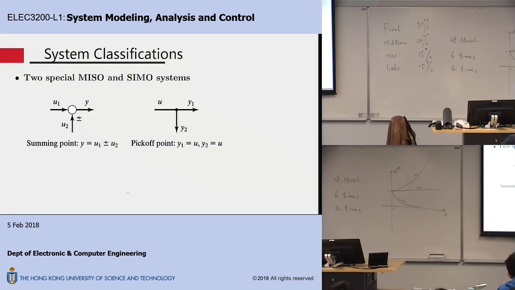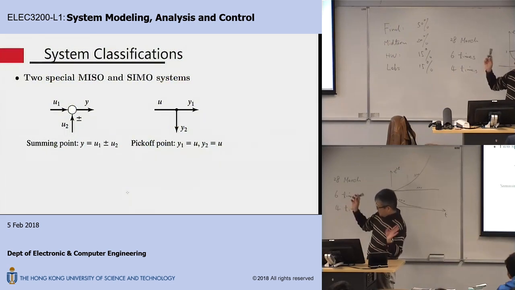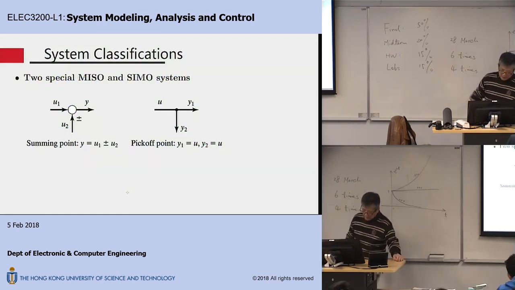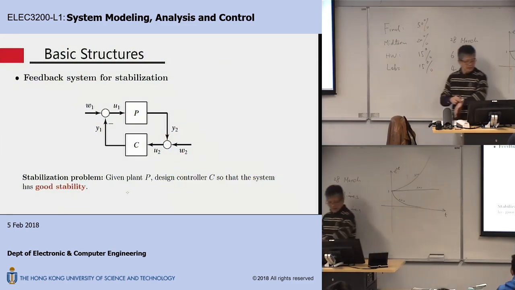Those are essential parts of a control system. Although theoretically speaking, MISO and SIMO are not SISO, we use them all the time. We don't worry too much about whether it's SISO or not. Okay.